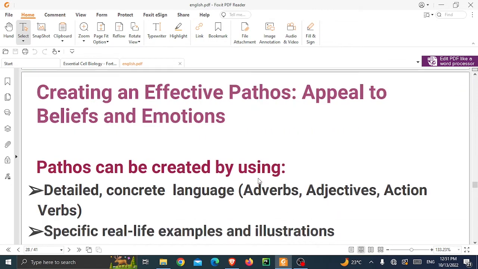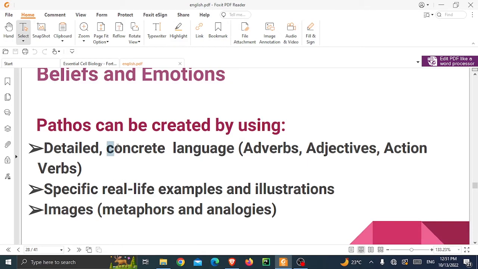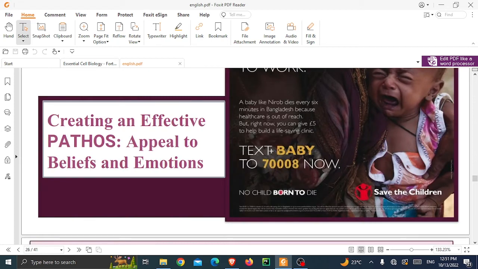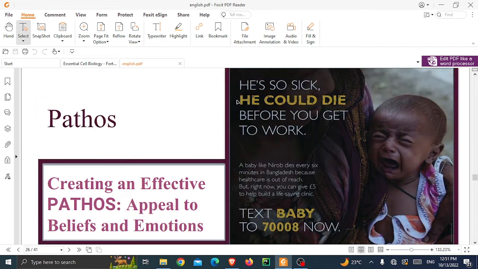We are going to talk about what is needed for pathos. Detailed, concrete language, from adverbs to adjectives to action verbs. Here in this example, they use different colors for different things. Like, he is so sick, he could die is in yellow, a lighter color. It's more available to the eye, so it's more seen.